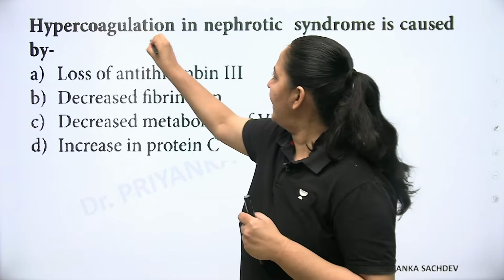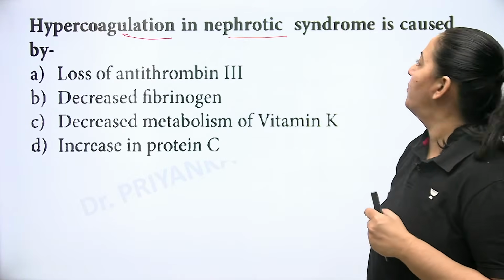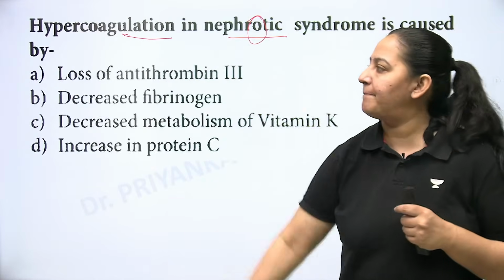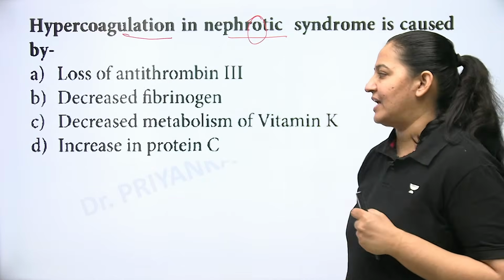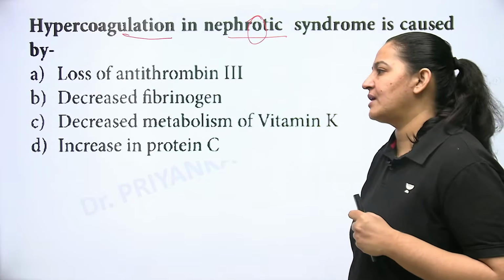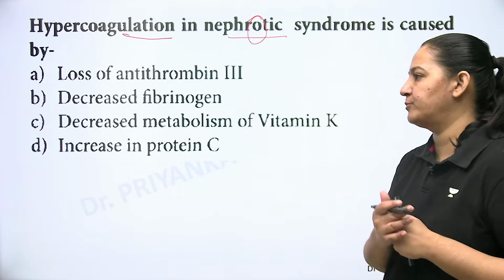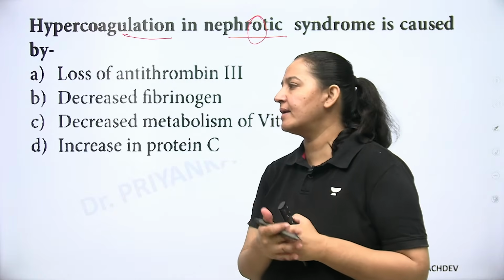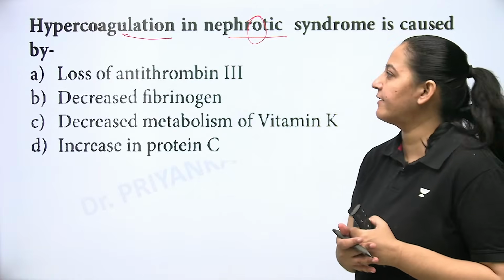So hypercoagulation in nephrotic syndrome is due to which reason? We know in nephrotic syndrome, the blood becomes hypercoagulable. Tell me the reason for that. I taught you two reasons. One of them is given in the options. The 4 options are in front of you. So what is the correct answer? Abdullah, Siddiqa, Saima, Malik. What is the answer? Who will tell me? What is the correct answer here?